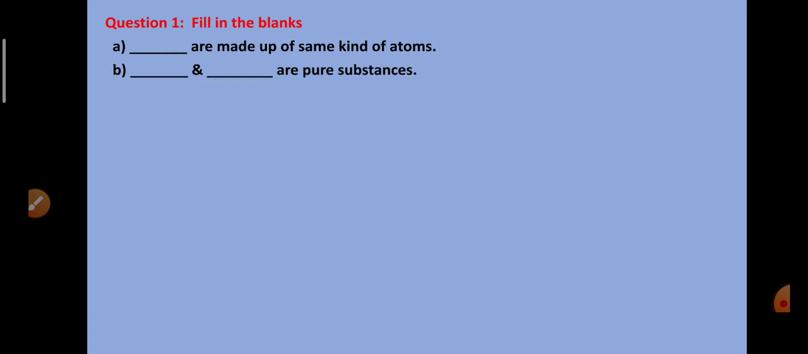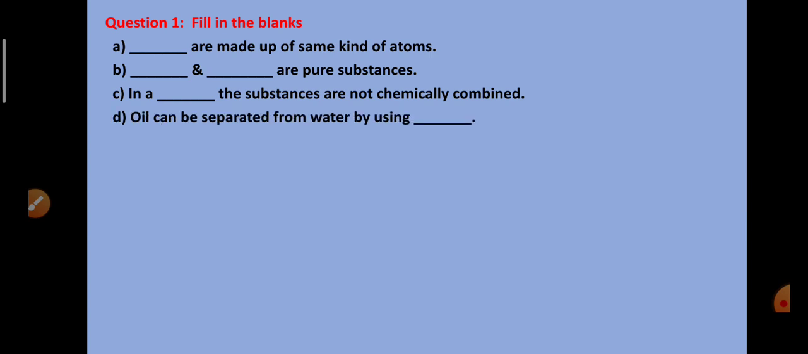The first question is fill in the blanks. Dash are made up of same kind of atoms. Dash and dash are pure substances. In a dash, the substances are not chemically combined. Oil can be separated from water by using dash. Camphor and ammonium chloride can dash.